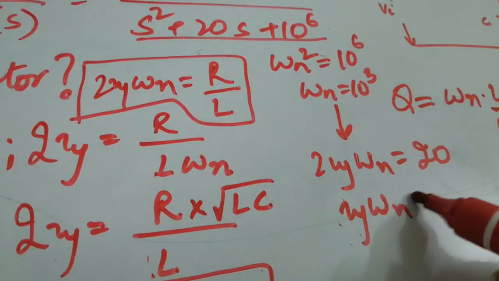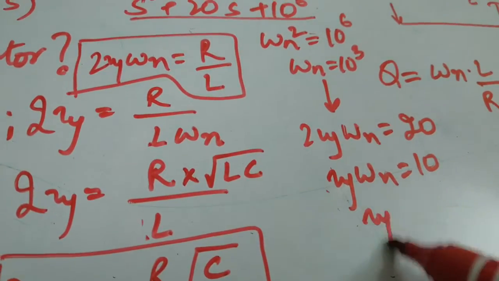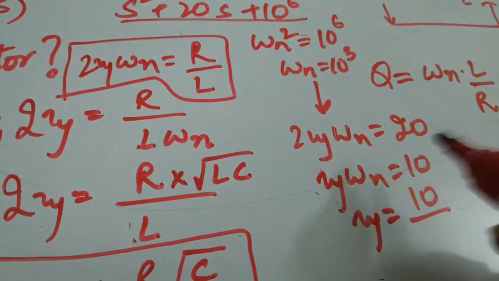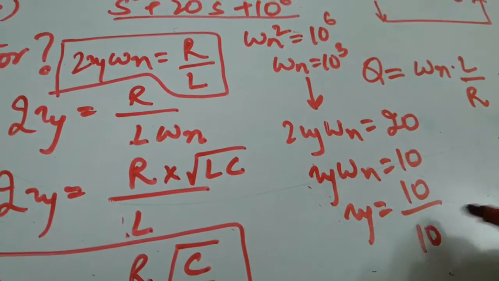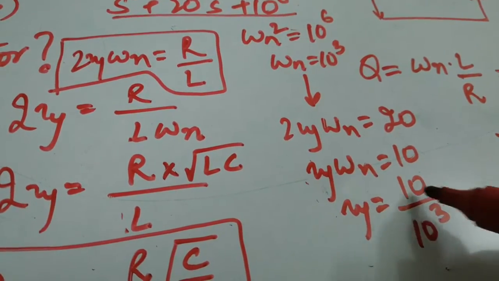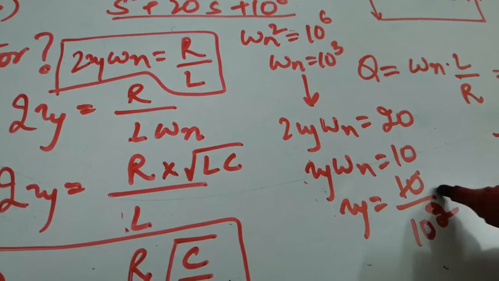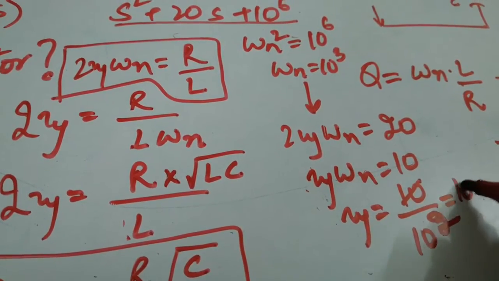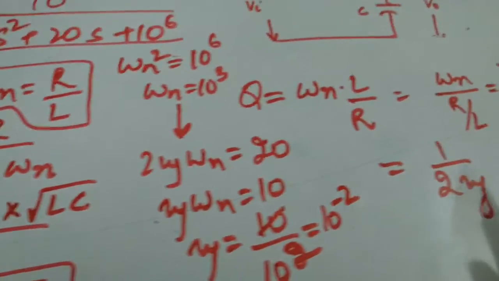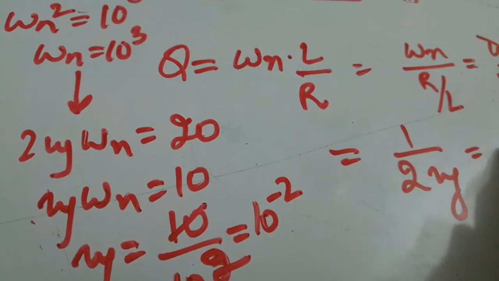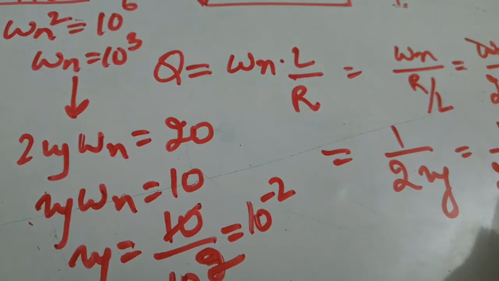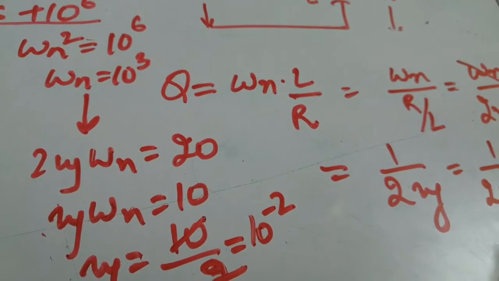That makes zeta omega n to be 10, or my zeta to be 10 upon this omega n value. It will go there, that is 10 raised to power 3. So this cancels out, and this is 10 raised to power 2. So this becomes my 10 raised to power minus 2. So I am going to put it here. So this becomes my 2 into 10 raised to the power of minus 2.